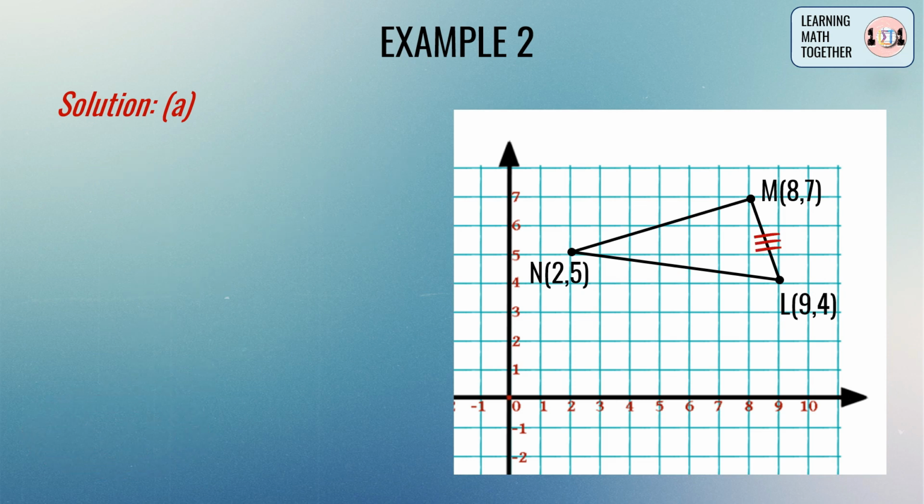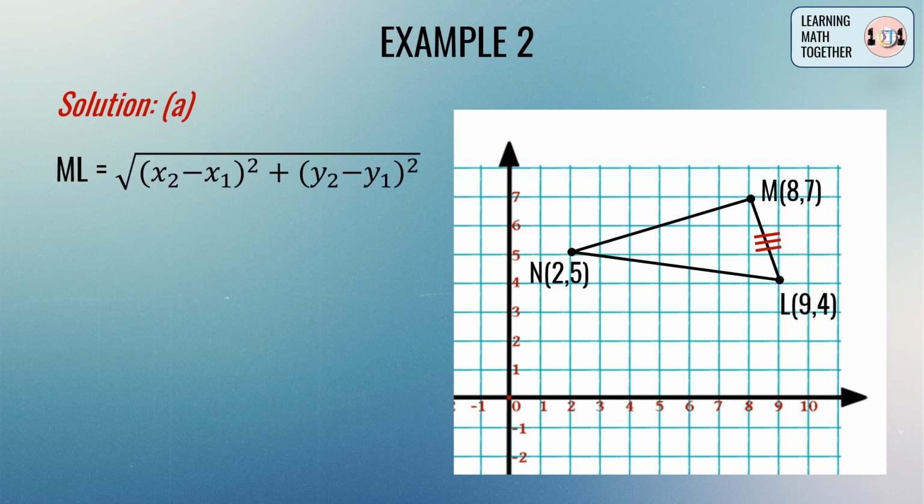For the third side, we need to identify the distance from M to L. So we will be using this formula again. And do the same, substitute the values from the given. We have x sub 2, which is equal to 9. X sub 1 is 8. Y sub 2 is 4. And then y sub 1 is equal to 7.